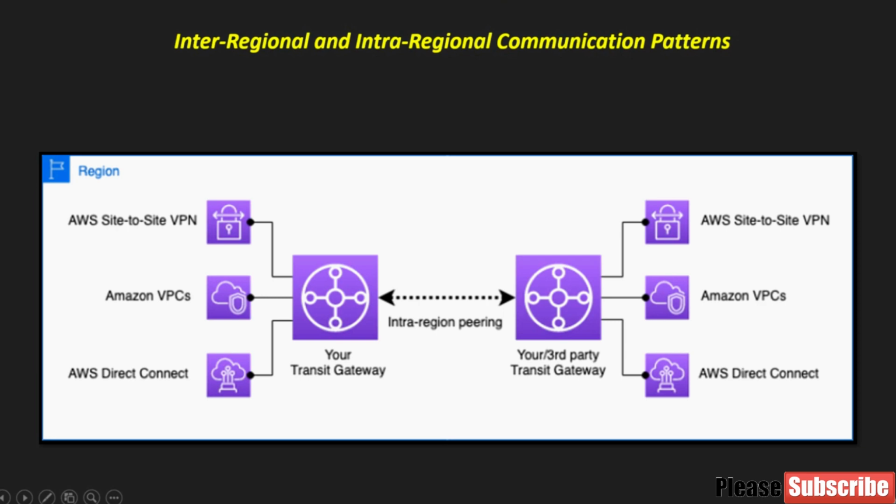As businesses expand globally, understanding communication patterns is very vital. AWS supports both inter-regional and intra-regional communication, allowing for tailored network architectures too. Inter-regional communication facilitates connectivity between AWS regions, while intra-regional communication focuses on optimizing connections within a specific region. So network administrators must carefully design their architecture to leverage these communication patterns efficiently.